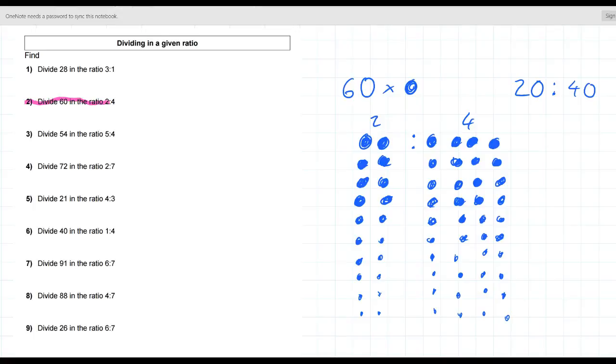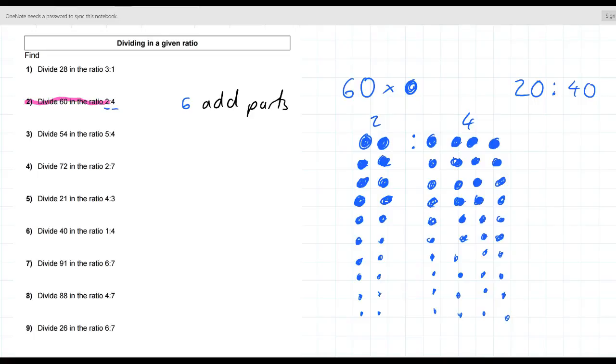Okay, now there's an easier way to do this, and we'll work with all of them. Okay, all you do is firstly you add the 2 and the 4, and you end up with 6. So your first step is just to add the parts. That gives you the total number of parts in the ratio, the 2 and the 4, that you're dividing amongst.